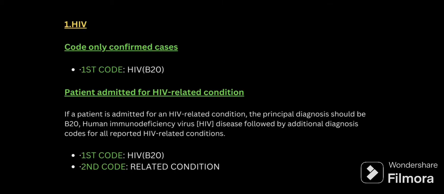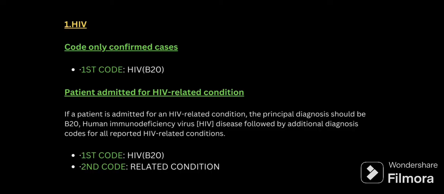So we are starting with chapter 1, certain infectious and parasitic diseases, code series A00-B99, U07.1 and U09.9. In this chapter mainly we will be dealing with HIV guidelines as well as sepsis guidelines. In this complete video we will be seeing HIV guidelines. First we will see HIV guidelines.